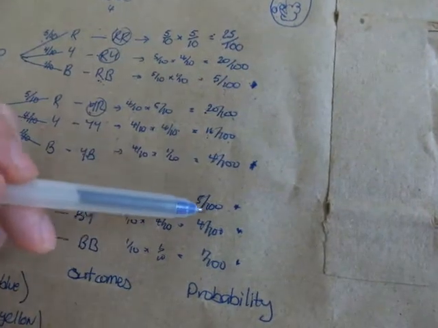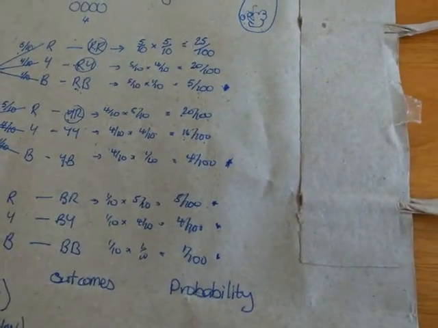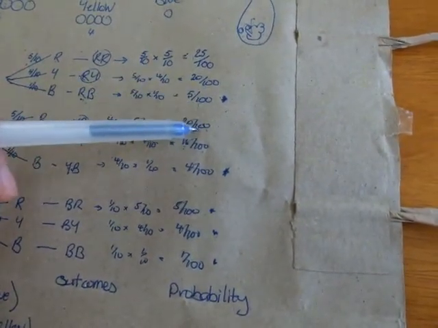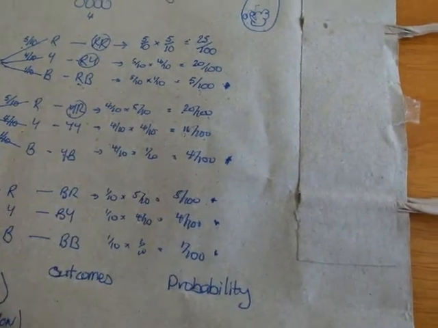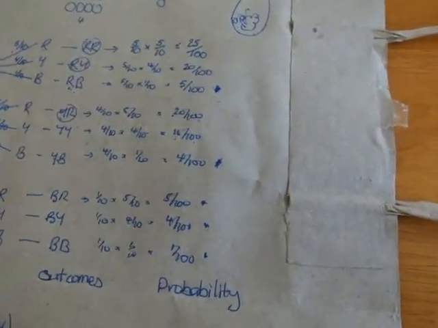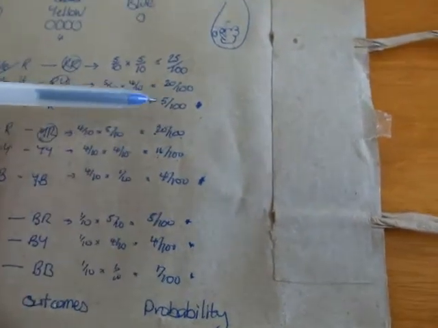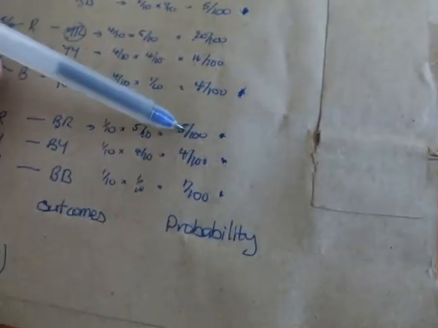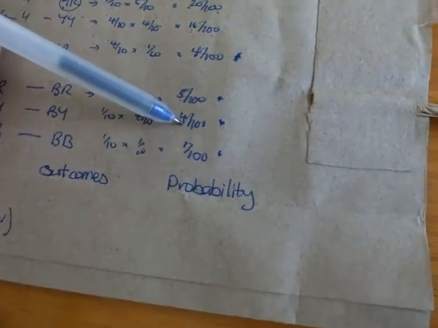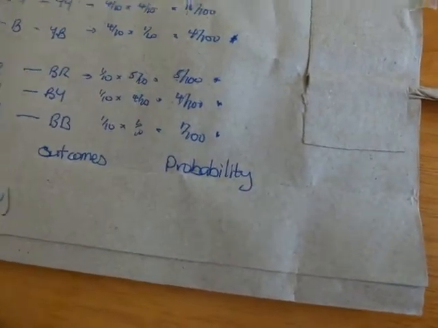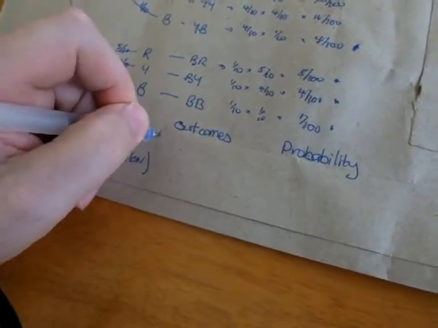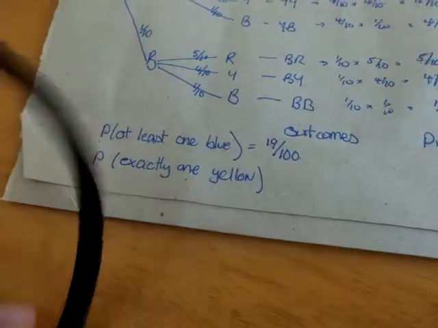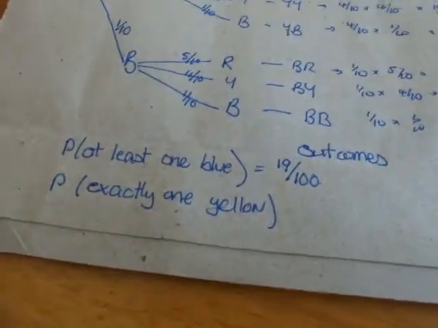So I've got 1, 2, 3, 4, 5, and all I do is I add those together. Now because I had the same denominator in all of these, it's going to make it very easy to add. That's why I don't simplify them until the last thing. So we have 5 plus 4 is 9, plus 5 is 14, plus 4 is 18, plus 1 is 19. So there's a 19 in 100 chance of it being at least one blue.